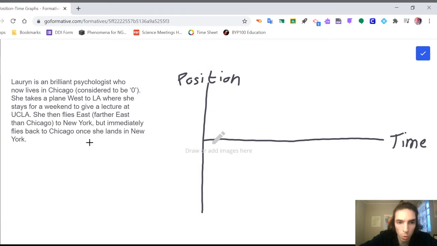All right, so let's do one more example here. Now we have this example of Lauren, who is a brilliant psychologist now based in Chicago, which we are considering to be 0. So let's label this 0 for us. Chicago is home for this. So she starts out here. That's what it sounds like anyway.